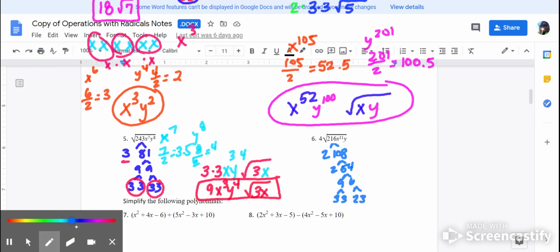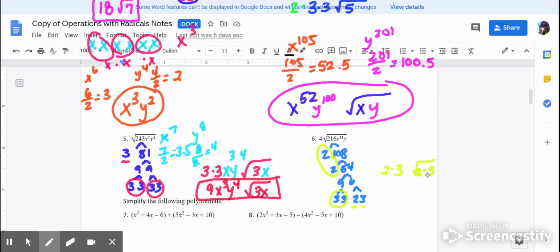So now I want to deal with my pairs here. I have a pair of 2s, a pair of 3s with a 2 and a 3 left over. So on the outside will be 2 times 3. On the inside, 2 times 3.